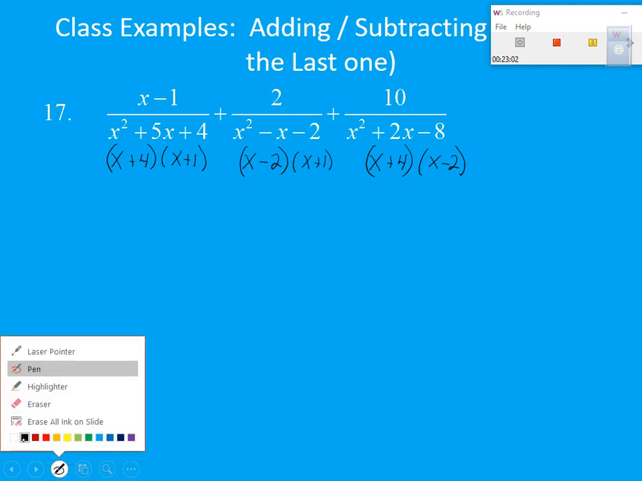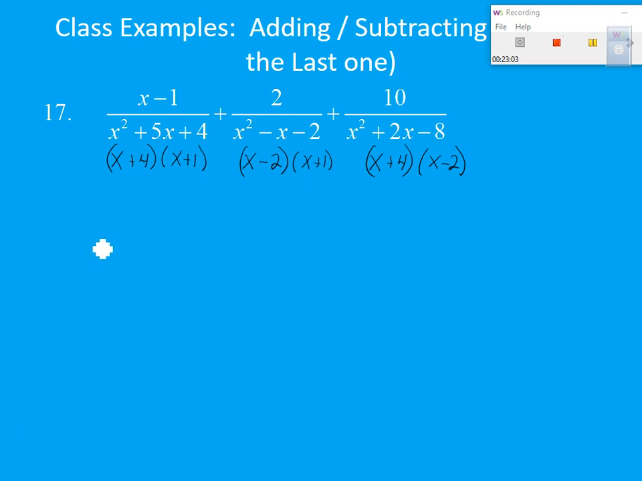Now, when you play your common denominator game, I need to have an x plus 4. I need to have an x plus 1. We need an x minus 2. We need an x plus 1, but we got it. I need an x plus 4, but we got it. I need an x minus 2, but we got it. So these had quite a bit in common. The rest is just algebra.